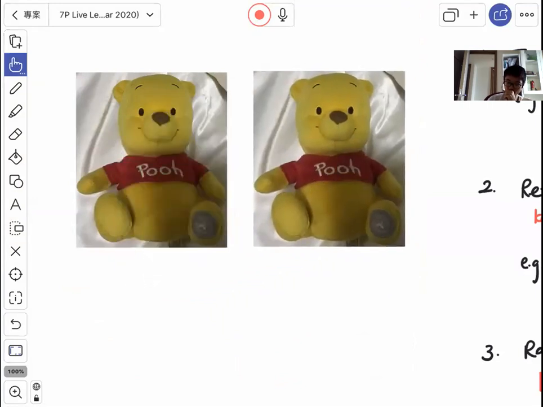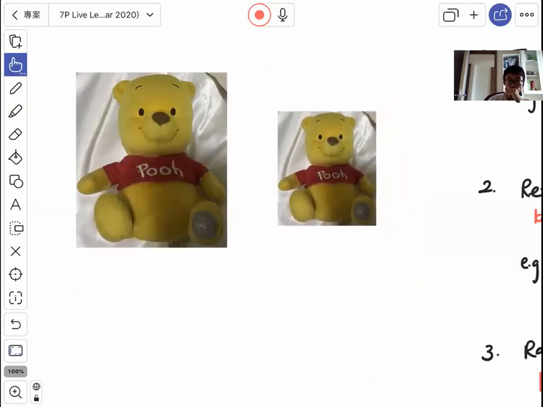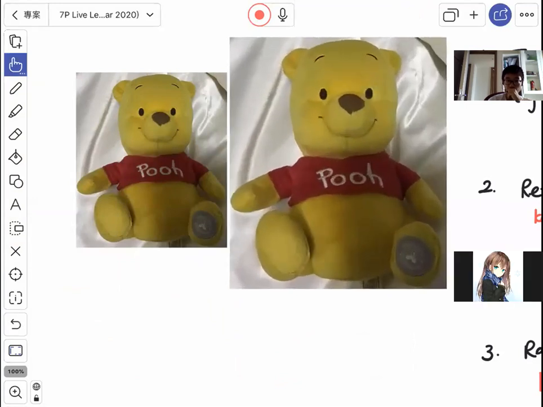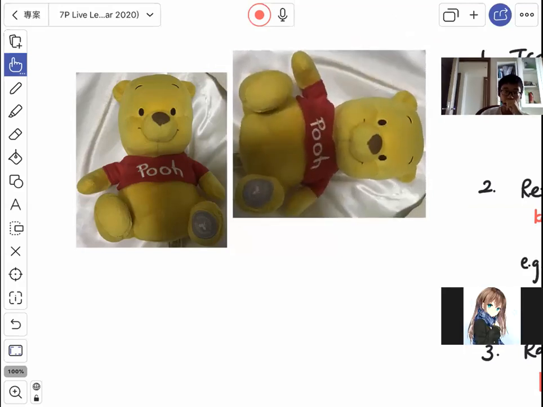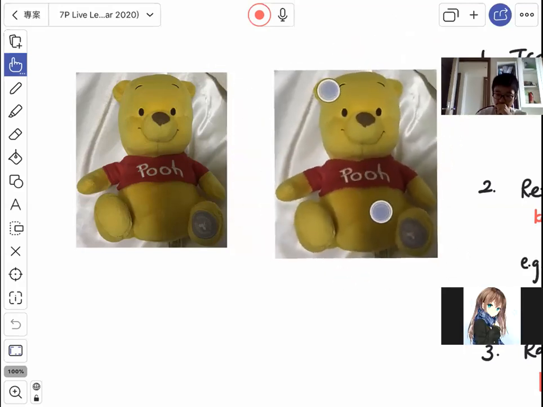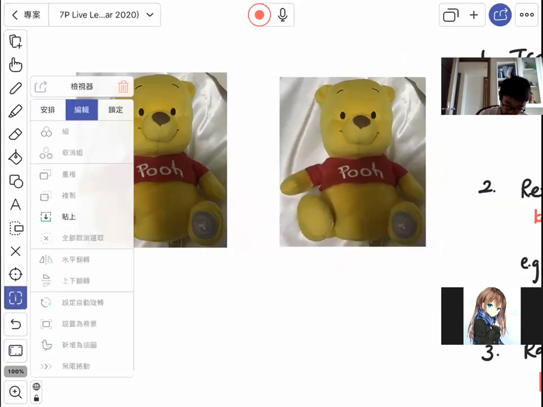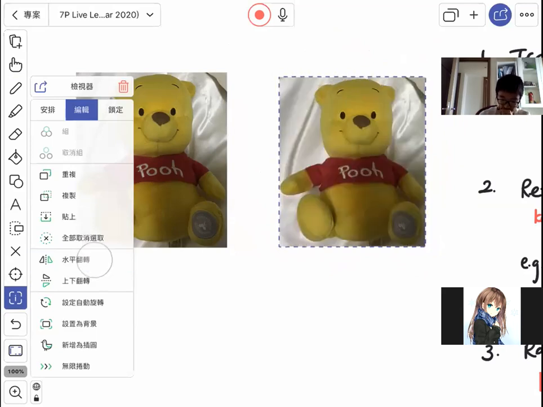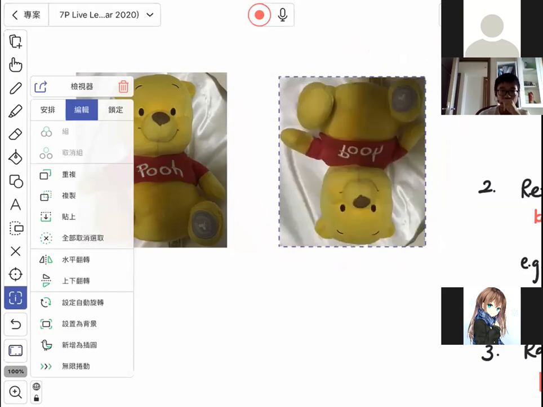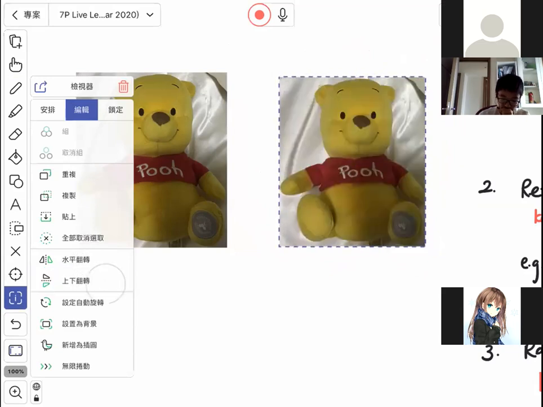I can also make it smaller, reduce it. I can also enlarge it, make it bigger. I can also rotate it. I can also reflect it. Okay, so how to reflect? I make use of this. I can also reflect it. Okay, and then the left and right will be opposite. Okay, I can reflect it. Yeah, like this. I can reflect up and down. I can reflect left or right.